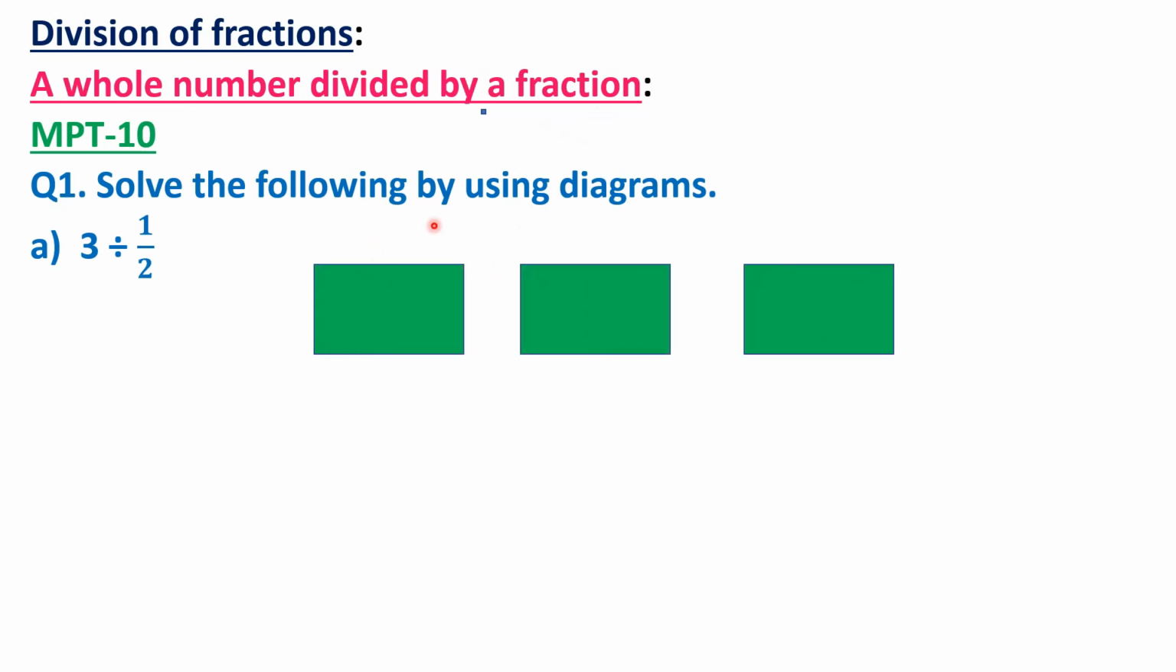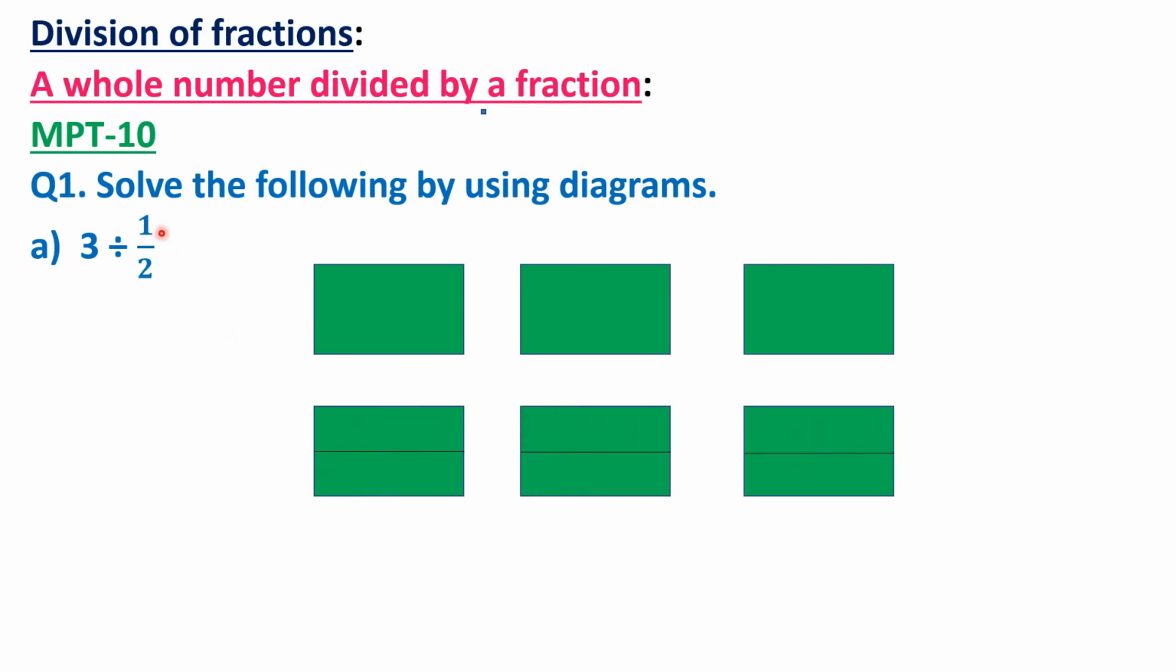It says that using diagrams we have to find the answer. So let us draw the diagram for this. We are taking 3 boxes for the whole number 3. Now again divided by 1 by 2. So these 3 boxes are divided into halves, that means each box is divided into half. Now what you can see is that the total number of parts is 6.